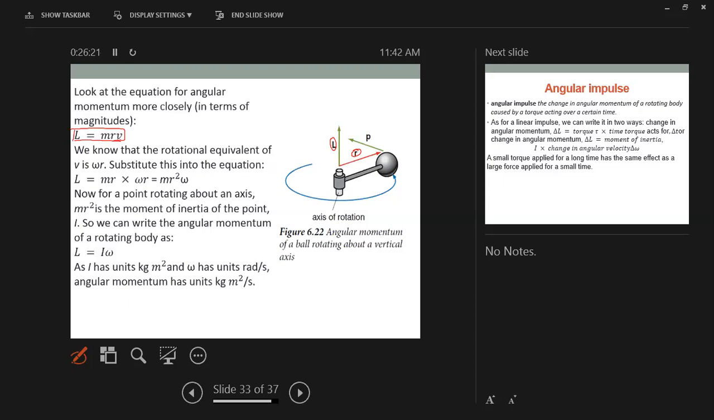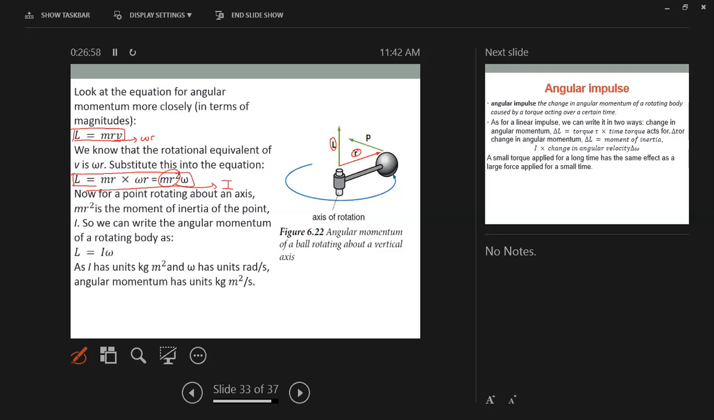Instead of v, what can we write? Instead of v, we can write omega r, right? We can replace it with omega r because the linear velocity equals angular velocity times radius. So when we replace it here, the formula will turn to this: m r square omega. So mass times radius square times angular velocity will give us angular momentum. Remember, m r square means what?